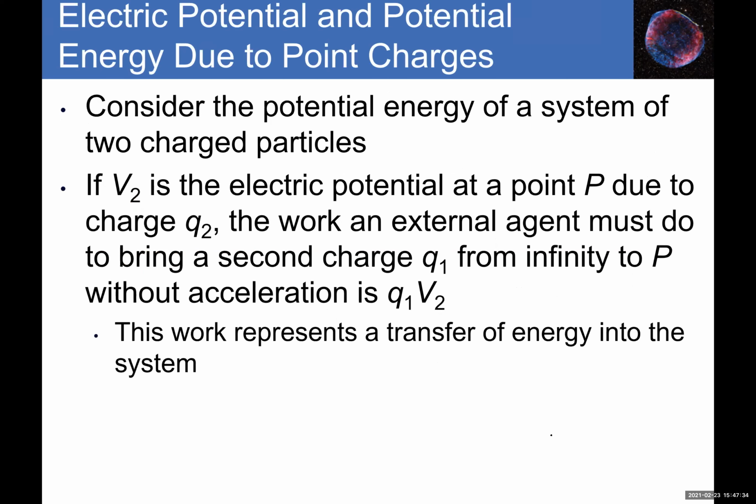All right. Now it says, consider the potential energy of a system of 2 charged particles. If V2 is the electric potential at point P due to a charge Q2, the work the external agent must do to bring a second charge Q1 from infinity to P without acceleration, which means without changing the kinetic energy, is Q1 times V2. Okay, this work represents a transfer of energy into the system.